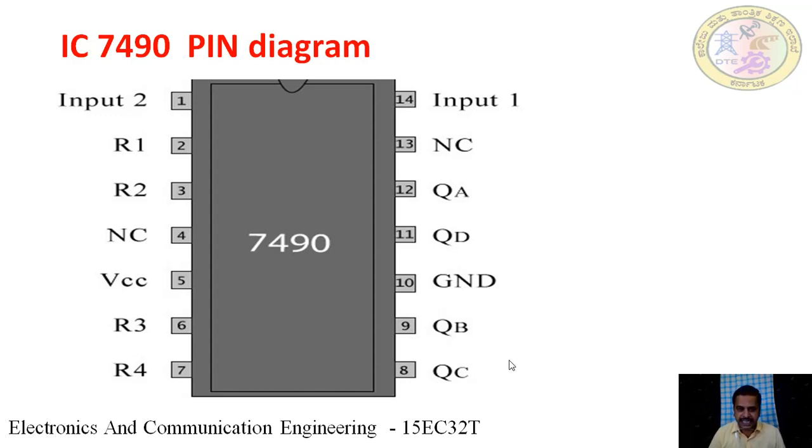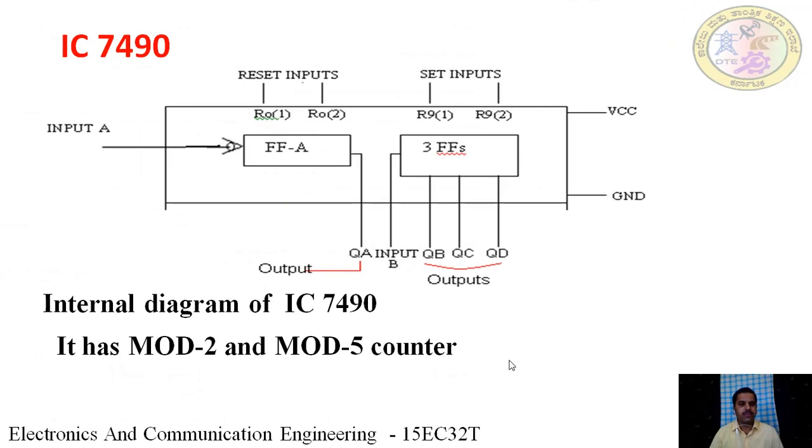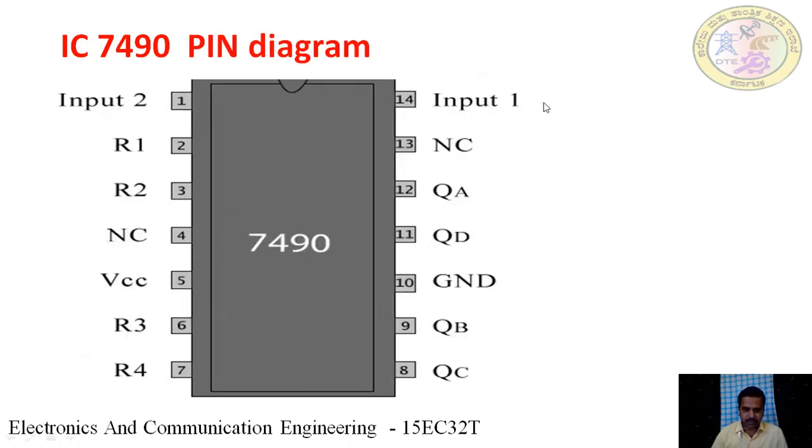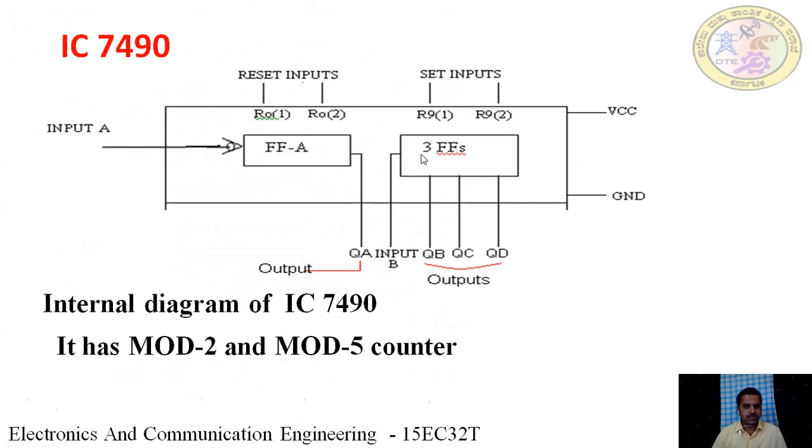So we will study the internal diagram of 7490. This is the internal diagram of 7490. It has 2 counters inside. One is mod 2 counter, another one is mod 5 counter. For clock pulse, we are going to apply it at the input A. What you have seen here, input A, that is input 1.